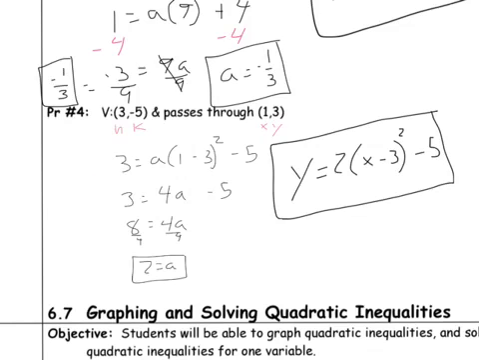Alright, so let's see what I did here. Plugged in all my things. There's my y, there's my a, there's my x, there's my h, there's my k. Plugged in, solve. 1 minus 3 is -2. -2 squared is 4, so that's 4 times a. Then -5, add 5 to both sides, you get 8. Then you get 8 equals 4a, divide both sides by 4, you get 8 divided by 4 is 2. So there's your a, it's 2.